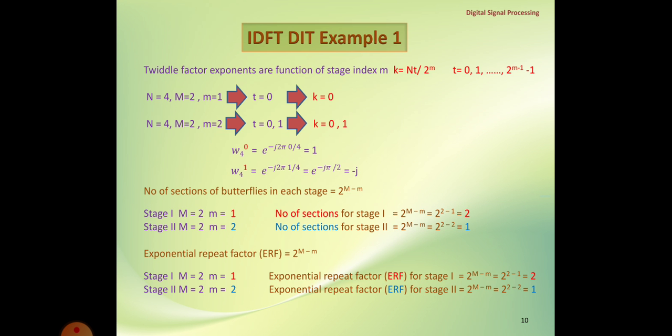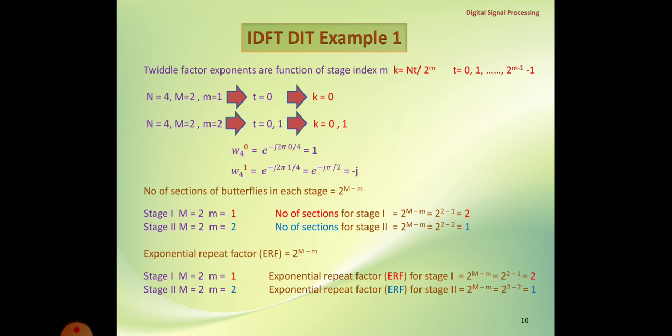Next, twiddle factor exponents are a function of the stage index m, given as k equal to N into t divided by 2 raised to m, where t equals 0, 1, up to 2 raised to m minus 1, minus 1. For stage 1, m equal to 1. So we get t equal to 0, and for a single t equal to 0, we get a single value of k, that is 0. That means for stage 1, in the DIT algorithm, we need only a single twiddle factor, that is omega 4 to the power 0.